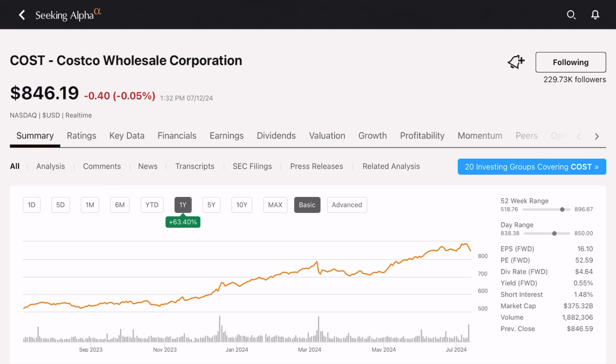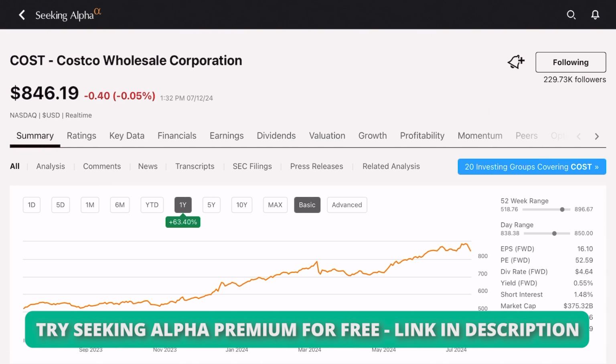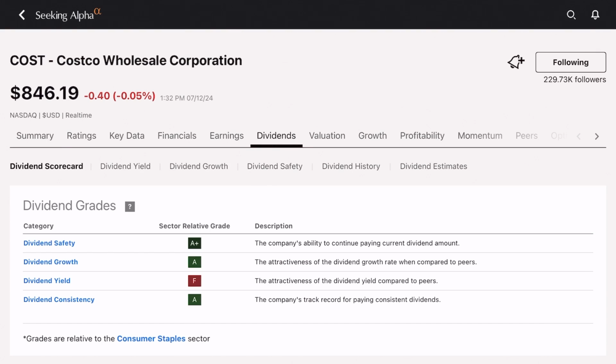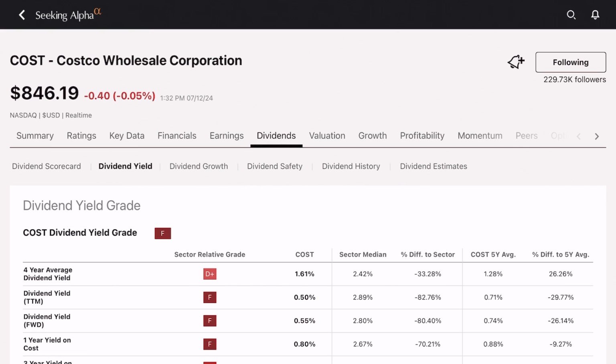But then this brings us to the next question. How do you find a company's free cash flow yield? And that's also super easy. If you look up a stock on Seeking Alpha, like for example, we'll take a look at Costco here, it'll bring you to this summary page, and to find the free cash flow yield, it's super easy. You just go over to the dividends tab from here, then you go over to the dividend yield tab right there, and it'll bring you to this page.